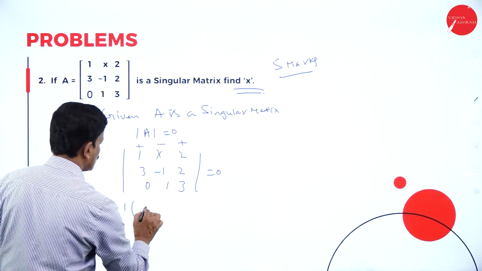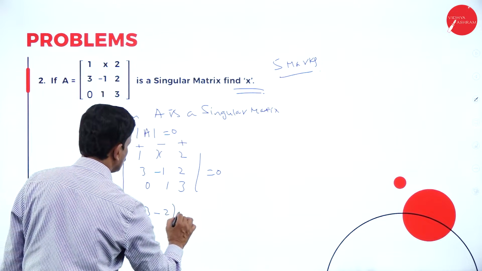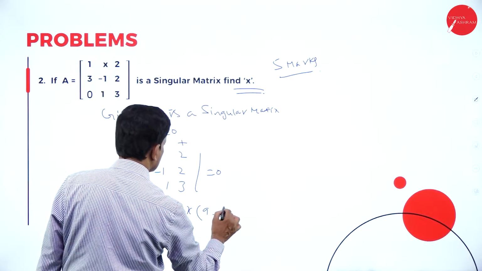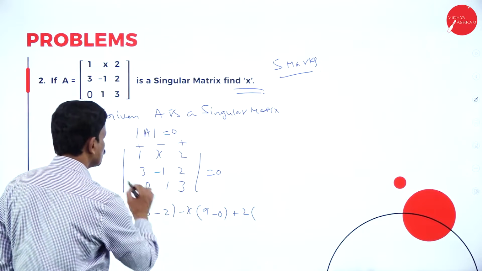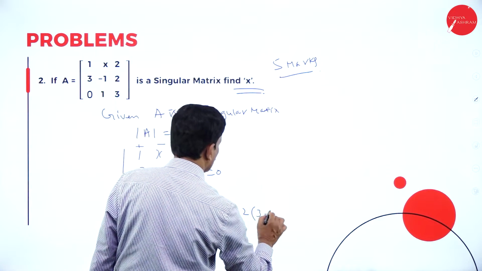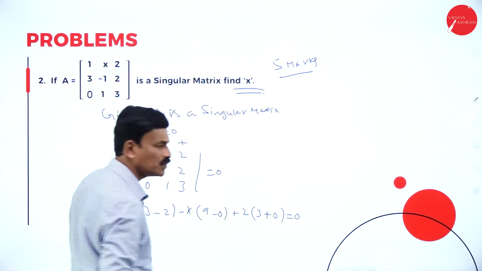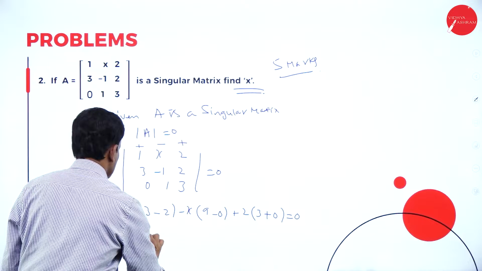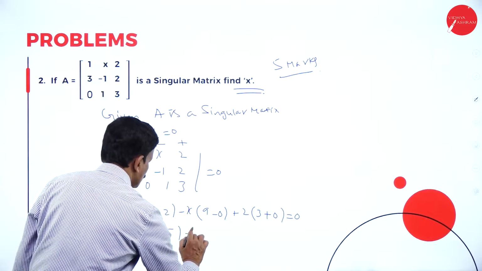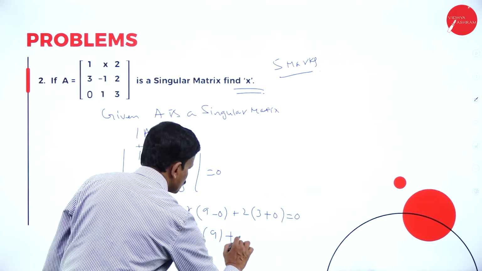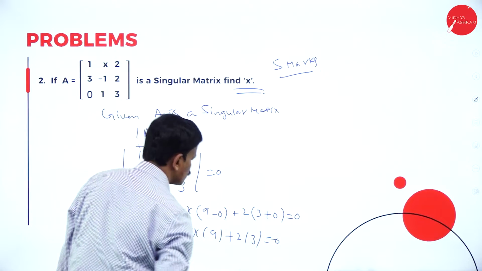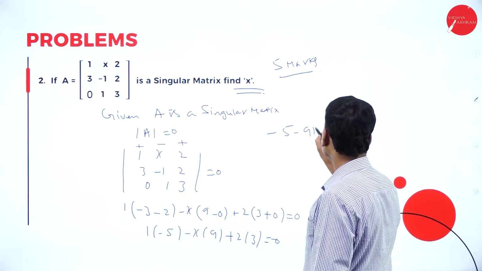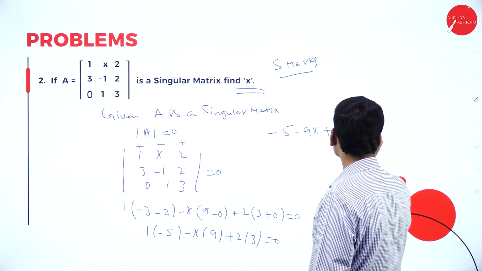1 into minus 1 into 3 is minus 3, minus 1 into 2 is minus 2, minus x into this is gone, 3 into 3 is 9, minus 0, plus 2 into these 2 are gone, 1 into 3 is 3, minus into plus it is minus 1 into 0 is 0. Minus into minus plus 1 into 0 is 0, whatever it may be. So, this is 1 into minus 5, minus x into 9, plus 2 into 3 is equal to 0. Simplify this, that is minus 5, minus 9x, then plus 2 3s are 6 is equal to 0.